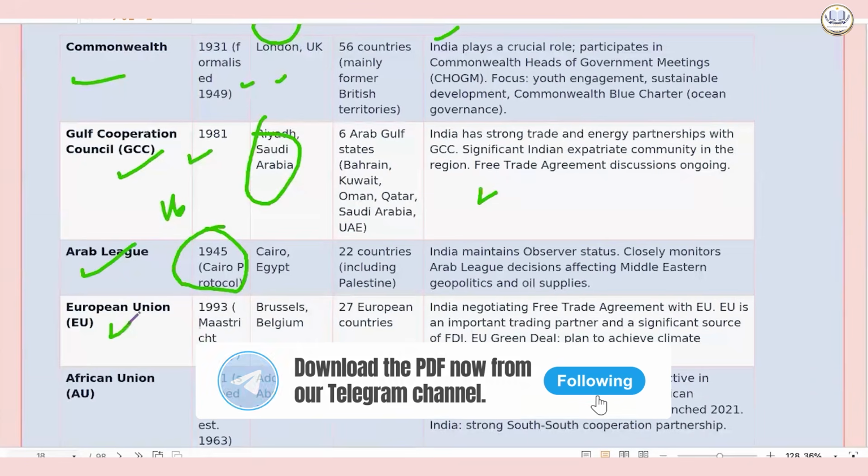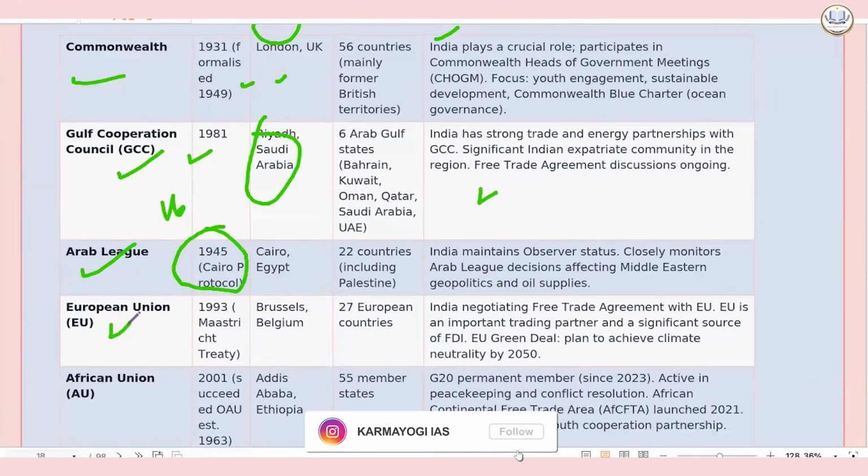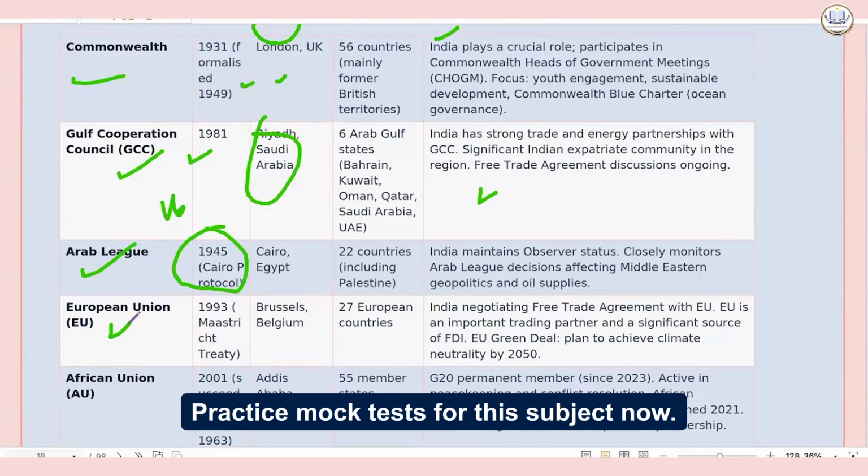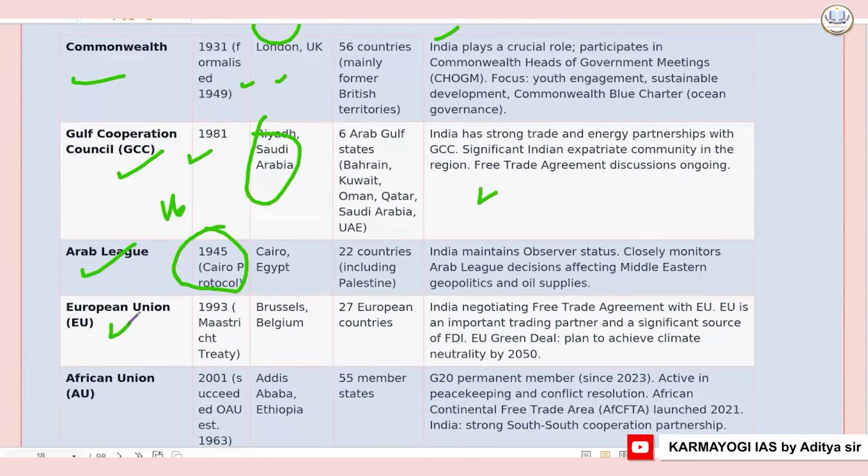Then we have EU, European Union. Maastricht Treaty, 1993. Brussels, Belgium is headquartered, 27 European countries. India is negotiating free trade agreement with EU. EU is an important trading partner and a significant source of FDI. EU Green Deal plans to achieve climate neutrality by 2050.